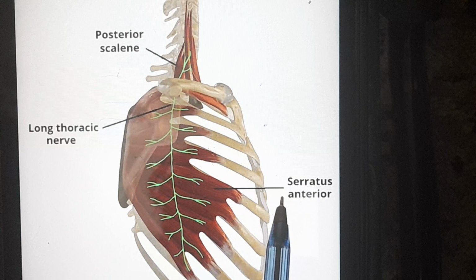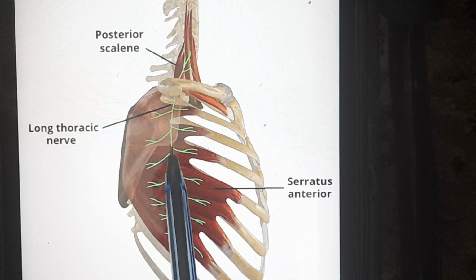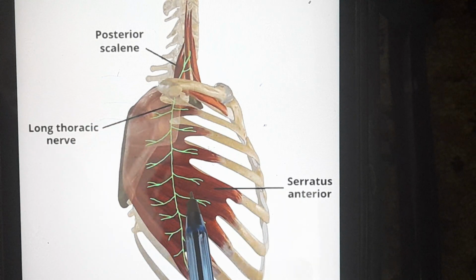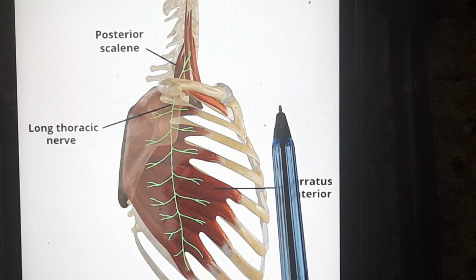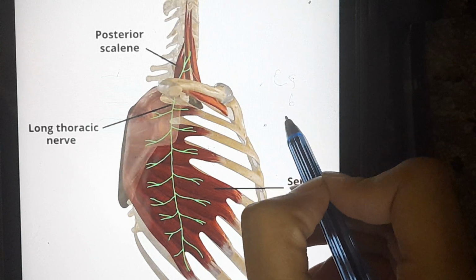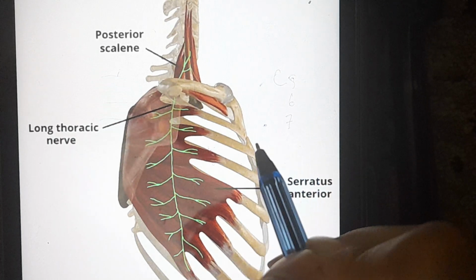And now the serratus anterior muscle is supplied by the long thoracic nerve. Long thoracic, and it has three main roots: C5, C6 and C7. Always remember C5, 6 and 7 for the long thoracic nerve.